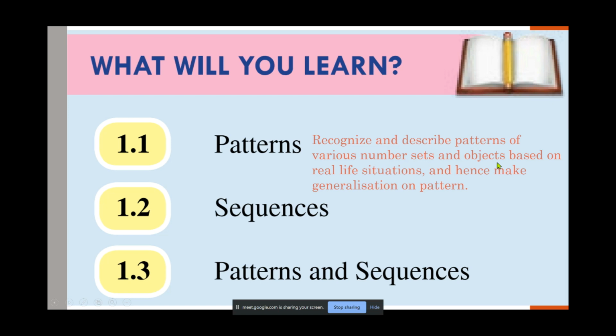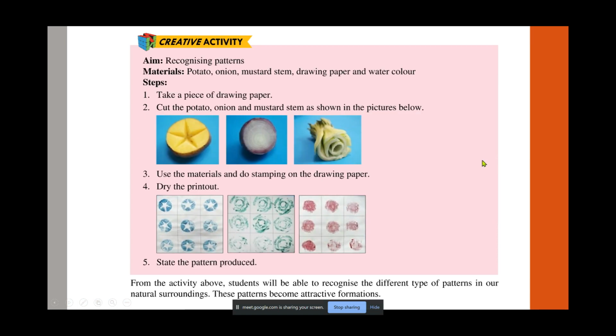Let's move on. If you look at your book, this is part of the creative activity, whereby the aim is to recognize pattern. They use the materials of potato, so this is potato, this is onion, and this is the mustard stem, plus a drawing paper and watercolor. You are going to cut the potato, stamp it on the watercolor and then put it on the drawing paper. So you are going to have the pattern like this.